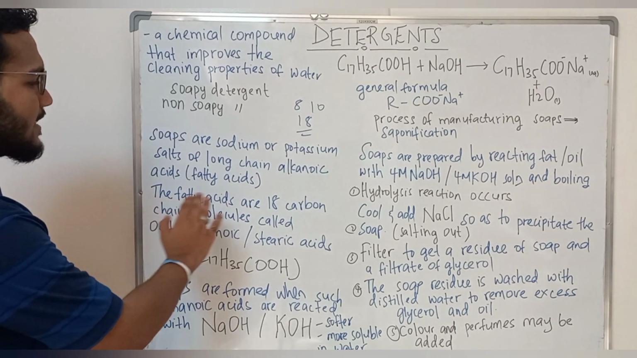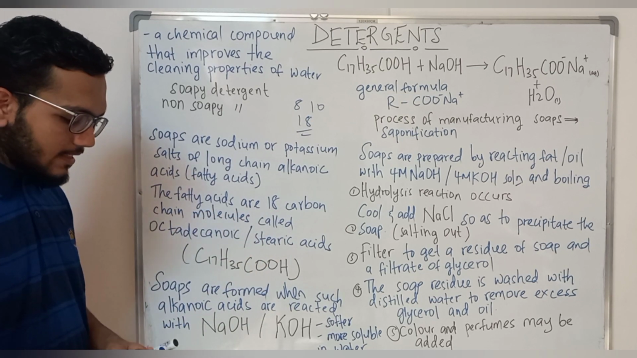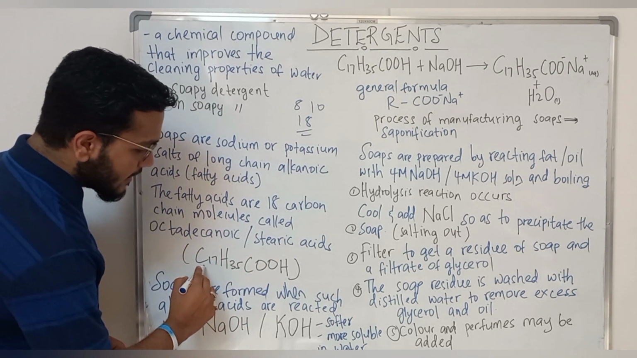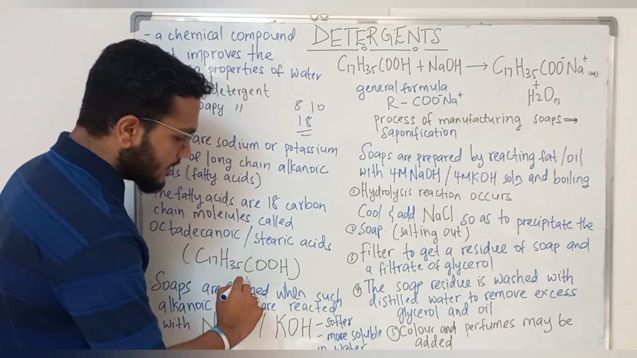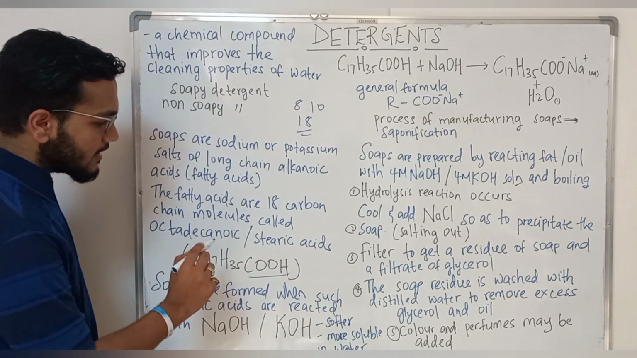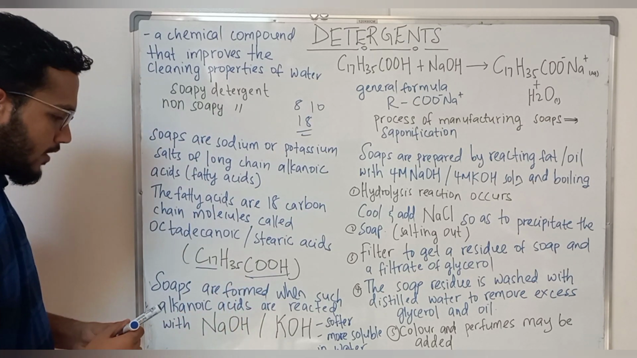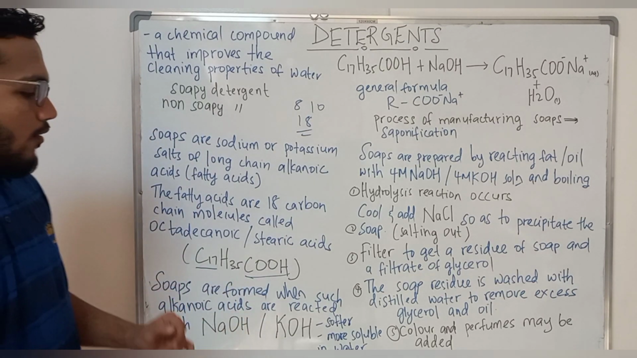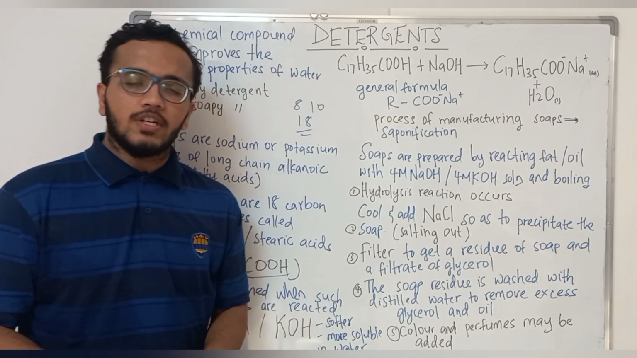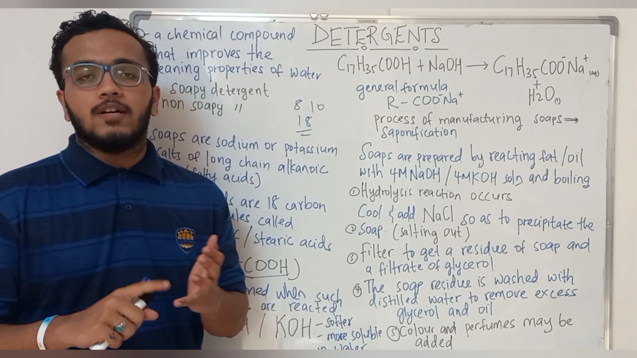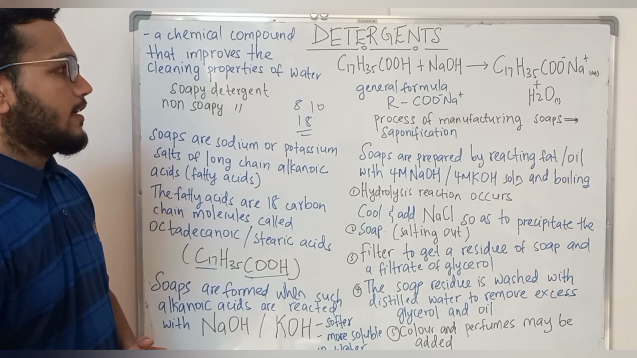Okay, so the fatty acids are 18 carbon chain molecules called octadecanoic acids, also called stearic acids. The formula for those acids is C17H35COOH. Because it's an alkanoic acid, it has the group COOH, and since it is 18 carbon atoms, 17 here and 1 here, forming 18 carbon atoms. Now you can use either sodium hydroxide or potassium hydroxide, but the advantage of using potassium hydroxide is that the soap becomes softer and it is more soluble in water, as written here.